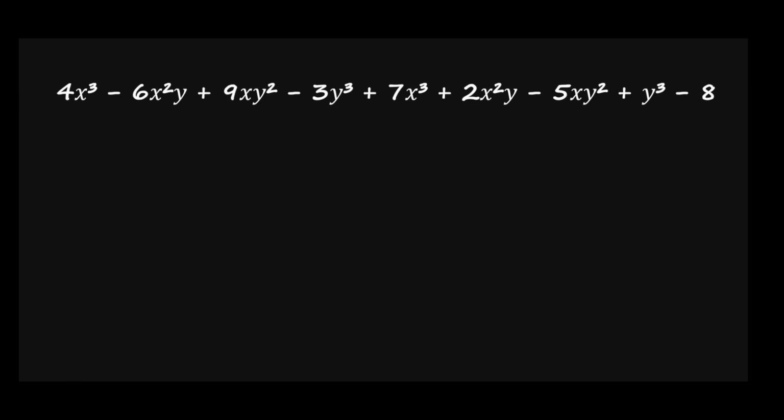So the first thing we are seeing here is 4x raised to power 3. So we scan through. Any other x raised to power 3? Yes, there is. This is another one. Any other one? No, no other one. So we'll first write this. 4x raised to power 3.